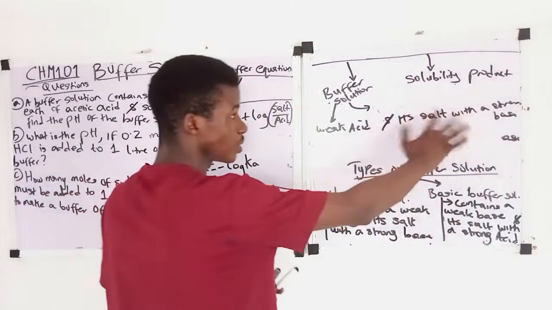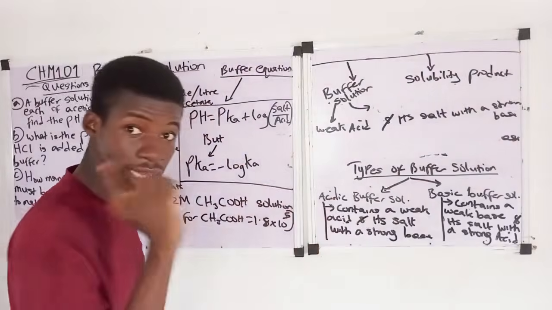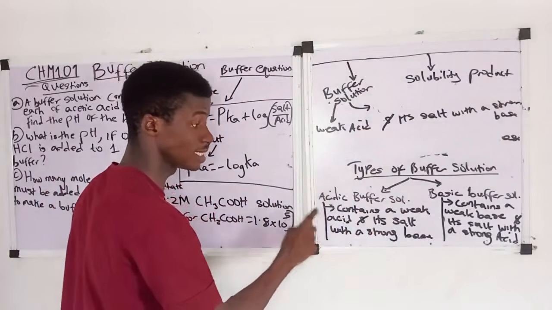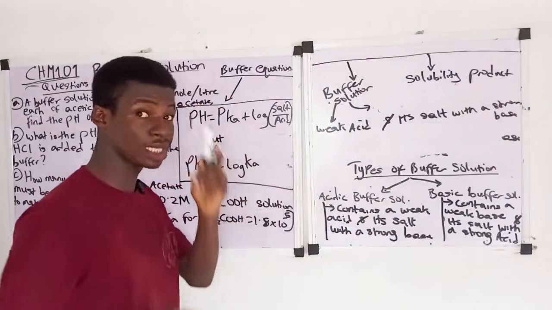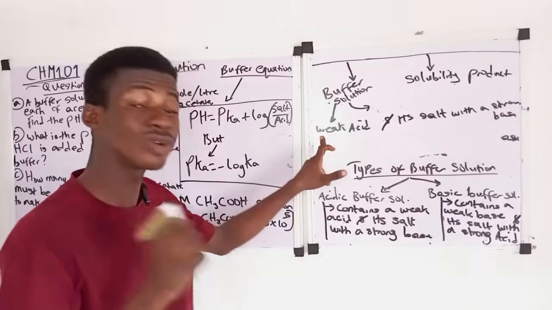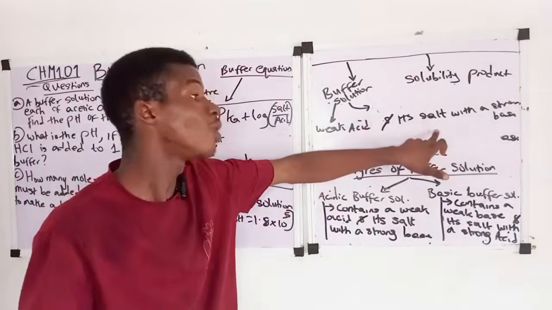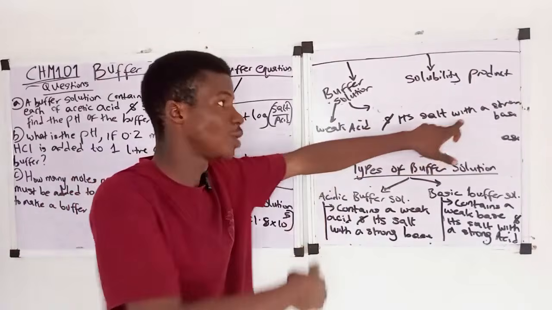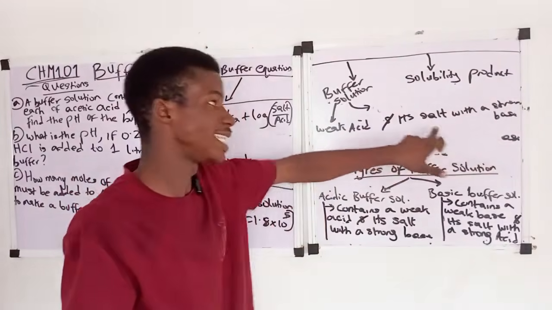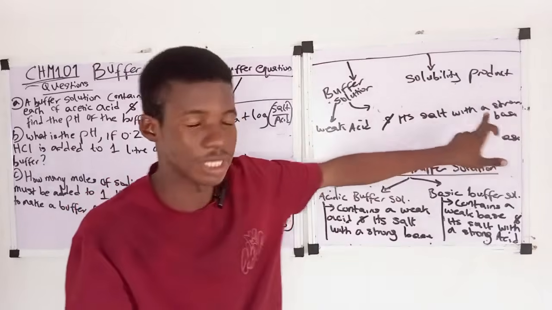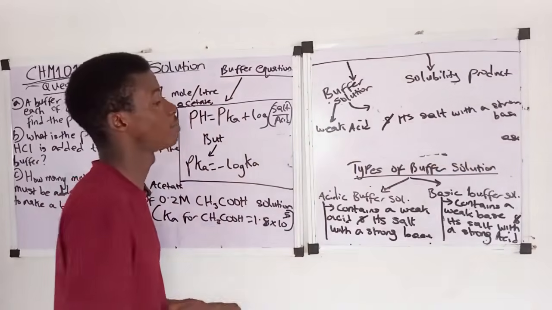Now what does this mean? For example, an acidic buffer solution. Remember, an acidic buffer solution contains a weak acid and its salt with a strong base. That means the salt of this weak acid contains a strong base. Now let me elaborate further.